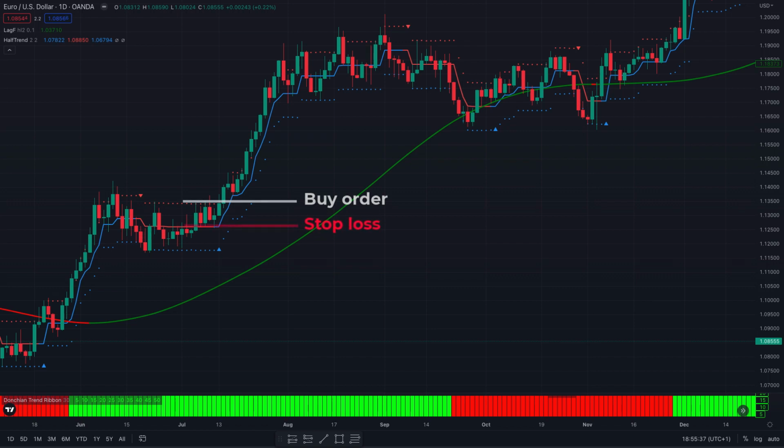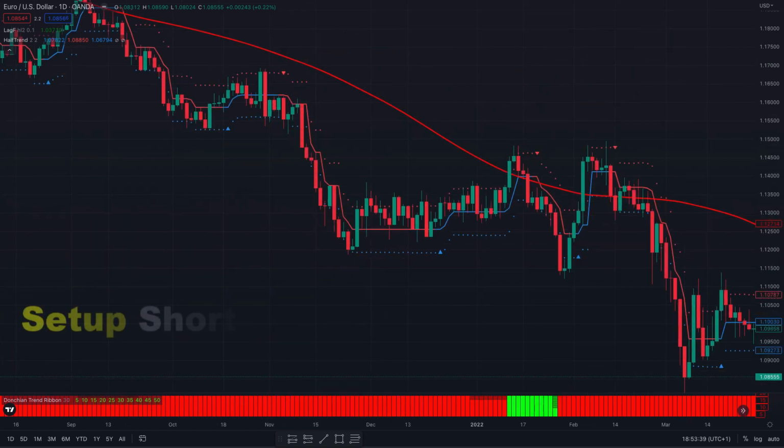Then, we can place a stop loss order at the middle line of Halftrend indicator. The take profit order will be set at 2 times the risk. The rules for a short position are the opposite.